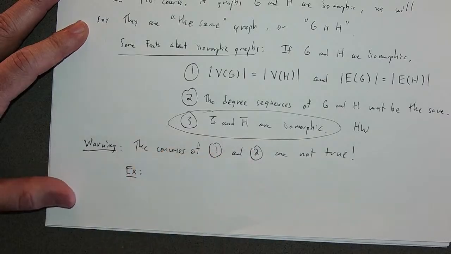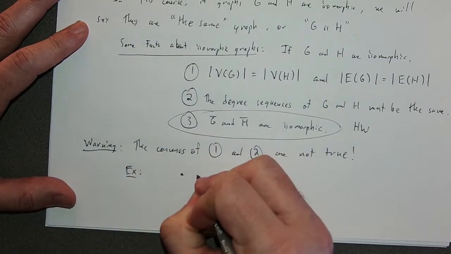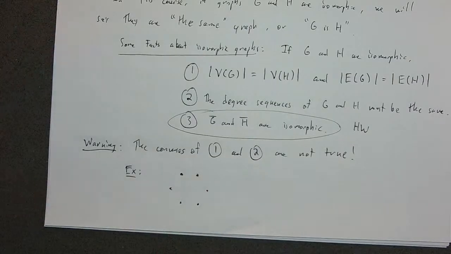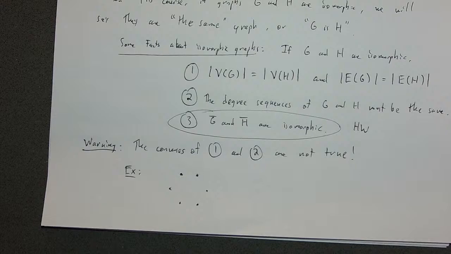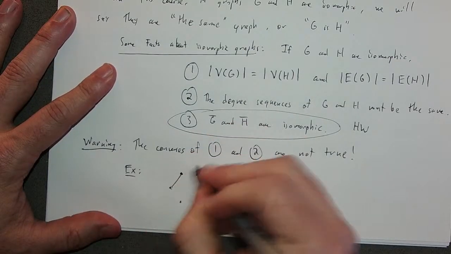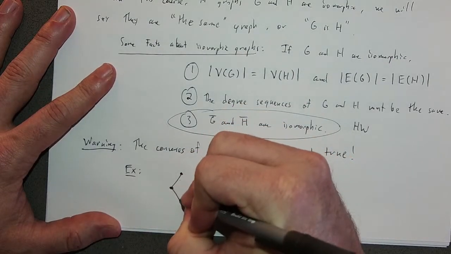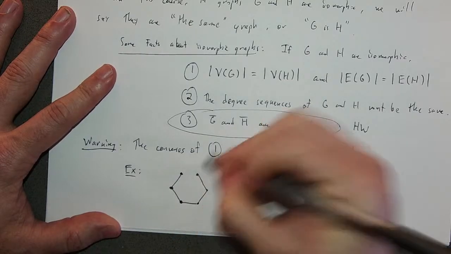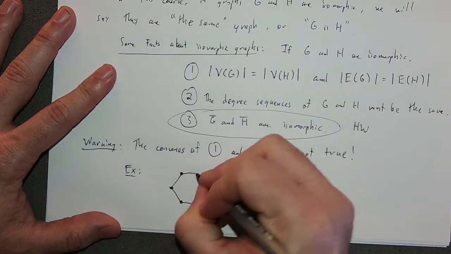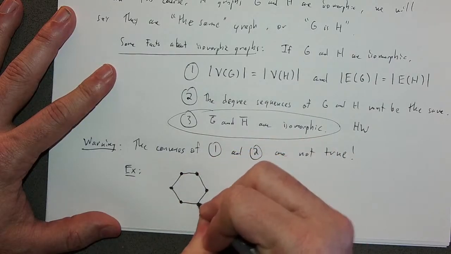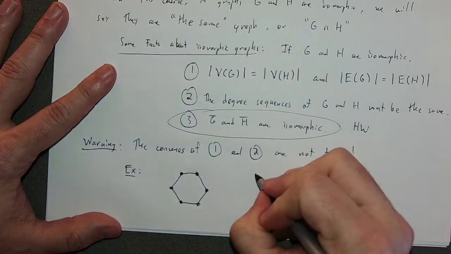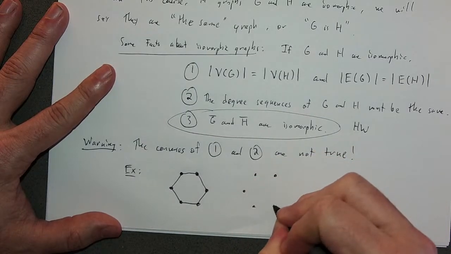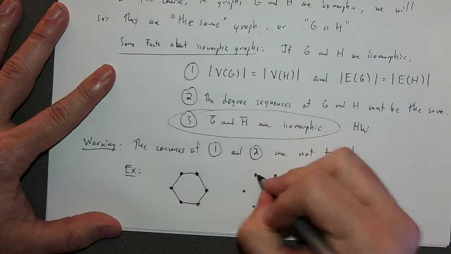So here is an example. Let's consider the cycle on 6 vertices. So what does that look like from our special graphs? An easy way of depicting this visually is like this. Okay. Now let's also consider the following graph of order 6. It looks like this.